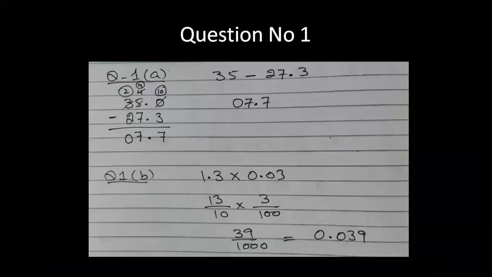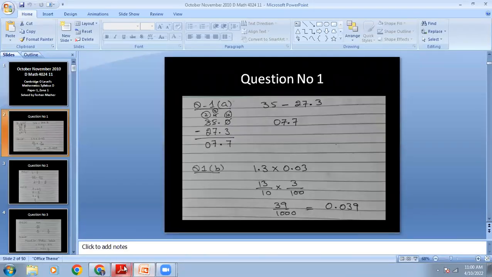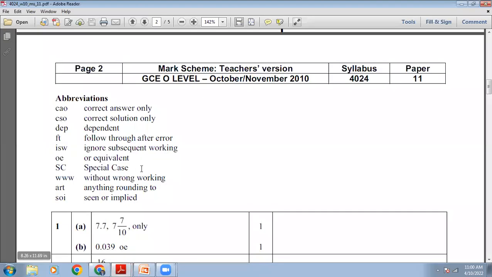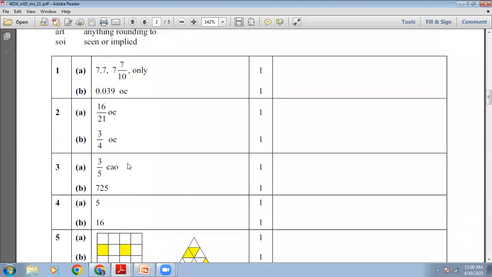Okay, so 35 minus 27.3. You can see in the rough work, I have shown 35.0, and below this, I have written 27.3, and I have subtracted this. It's a very, very simple thing. 07.7 is the right answer, sir. So let's have a look at the marking scheme. Today, I'm also using the marking scheme because I have not already checked this. 7.7 is the right answer, sir.